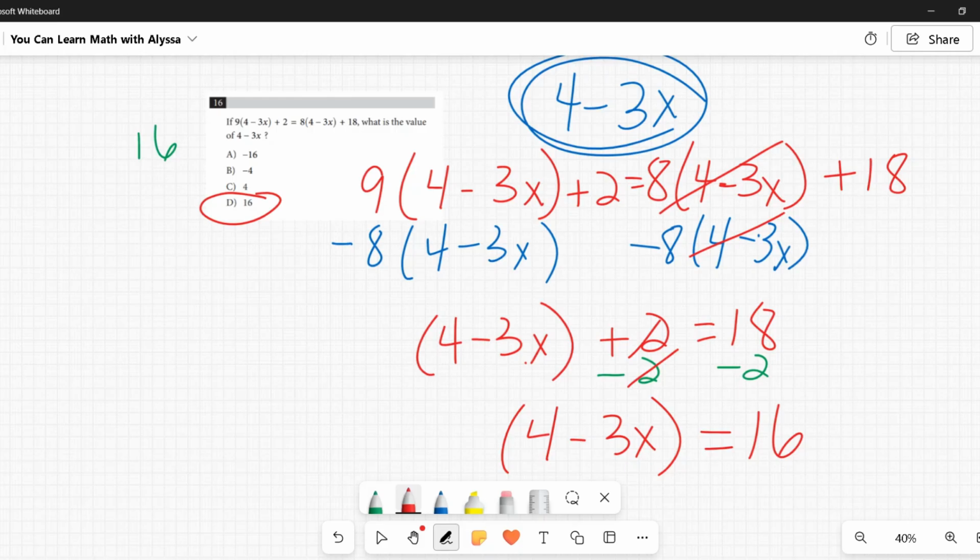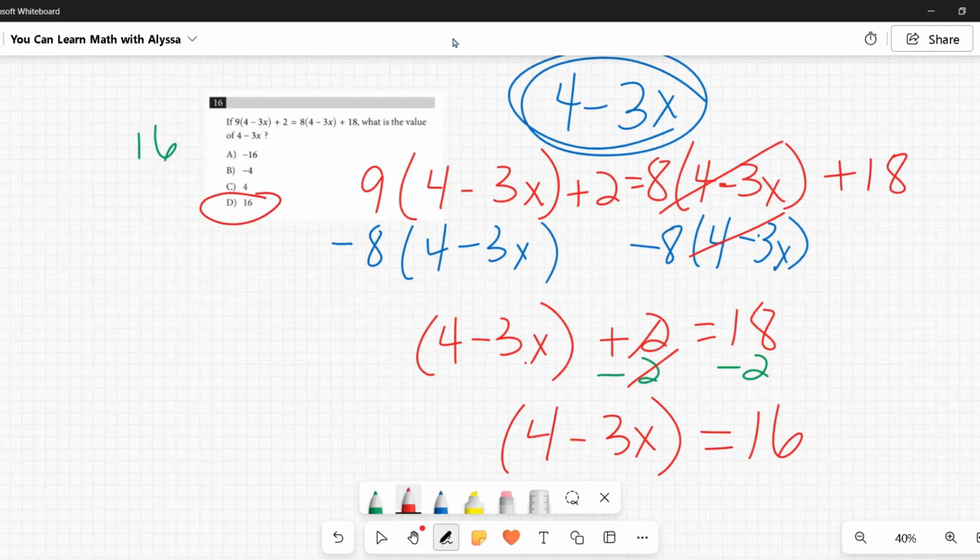One other way that you could solve this, which I don't recommend, but you could try each of these numbers in this top equation, and once you get one that makes it a true statement when you do the math, you could then take that number and plug it into 4 minus 3x, and that would get you your solution. Again, that's really time consuming.